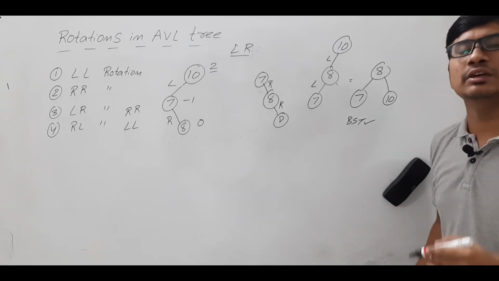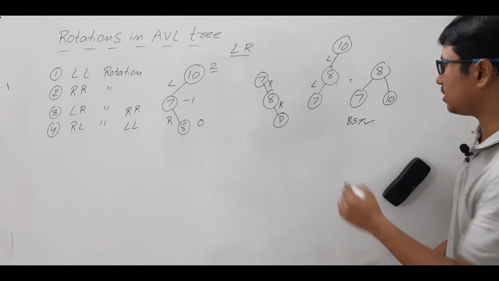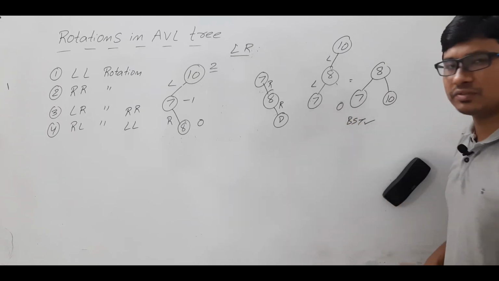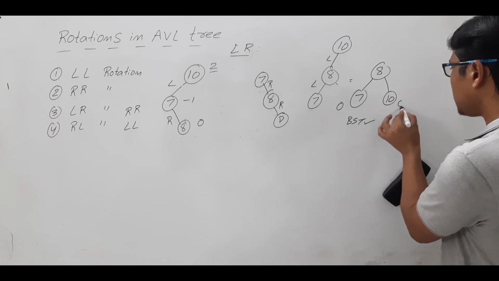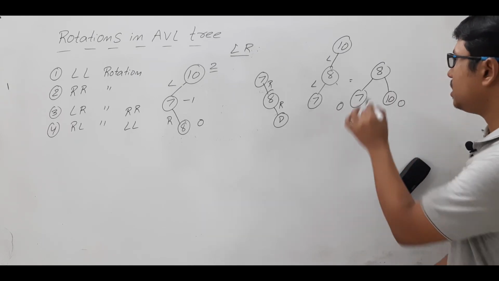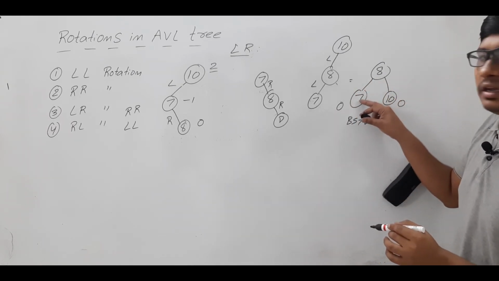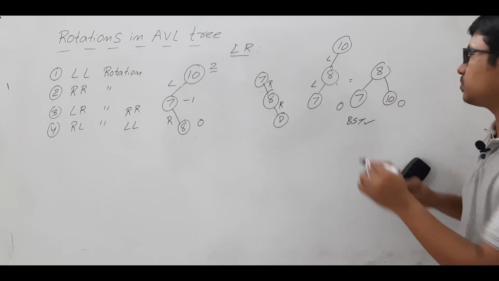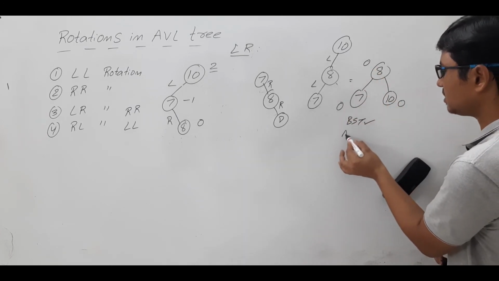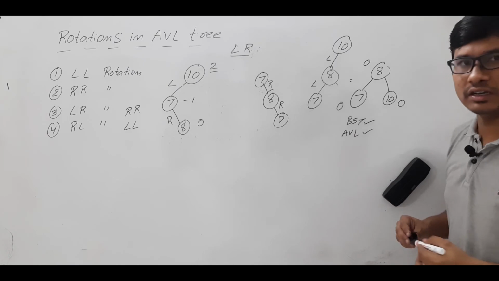Now you need to check whether it is satisfying the AVL tree or not. What is the balancing factor of this node? It is 0. What is the balancing factor of this node? It is 0. What is the balancing factor of this node? Left subtree minus right subtree is 0. So I can say that it is satisfying the AVL tree also.